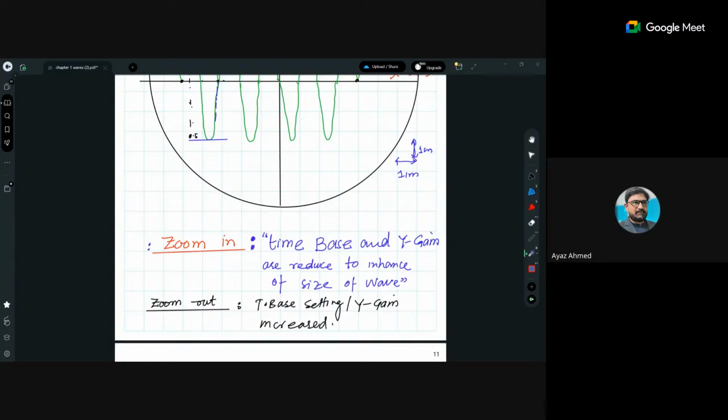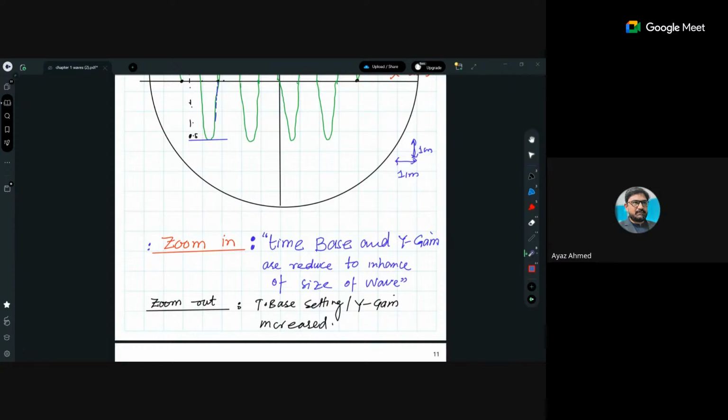So the scale should be kept smaller. This is simply the game of scale. So this is scale. Zoom out means you will make the wave smaller. So the time base setting and y gain setting are increased. So when you keep a big scale, what will you have?